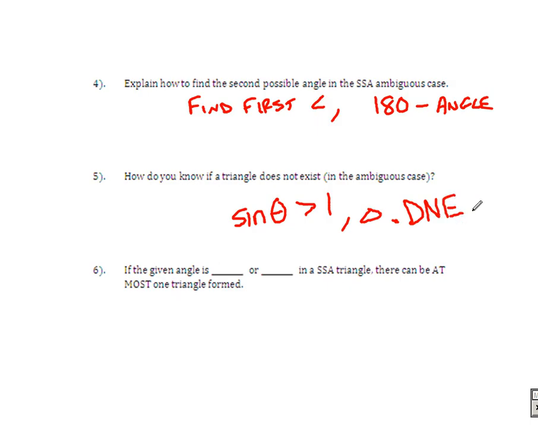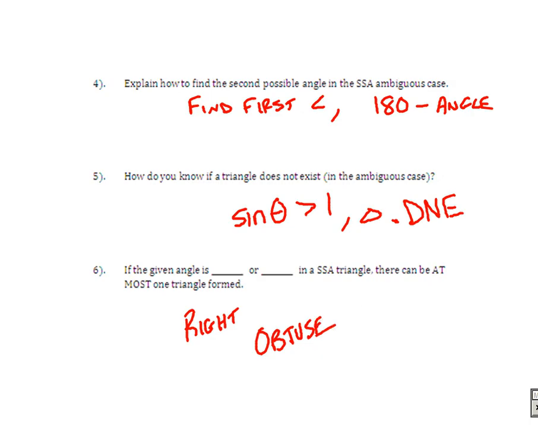Last one, so triangle angle is blank or blank. If the given angle is blank or blank, we can only have one triangle formed. That is if we have a right triangle or if we have an obtuse triangle. Those are our 2 possibilities for that one.